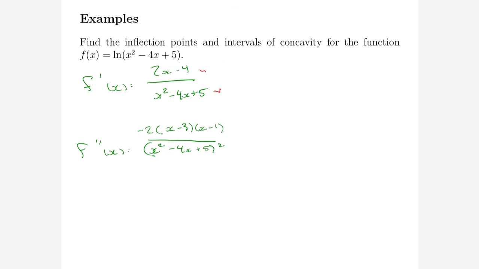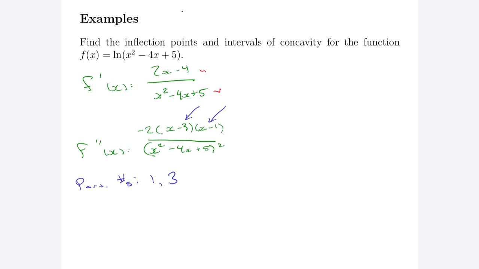We need partition numbers now. Notice at the bottom, I don't think it can be factored, right? Numbers that multiply to get 5 and add to get negative 4. No. And if you plug in anything, what you'll notice is that this is always going to end up being positive inside of here. It'll never actually equal 0. So the nice part of that is that there are no x values that will make the denominator 0, meaning there are no x values that will make the second derivative not exist. So we only have to worry about these two partition numbers, 1 and 3.